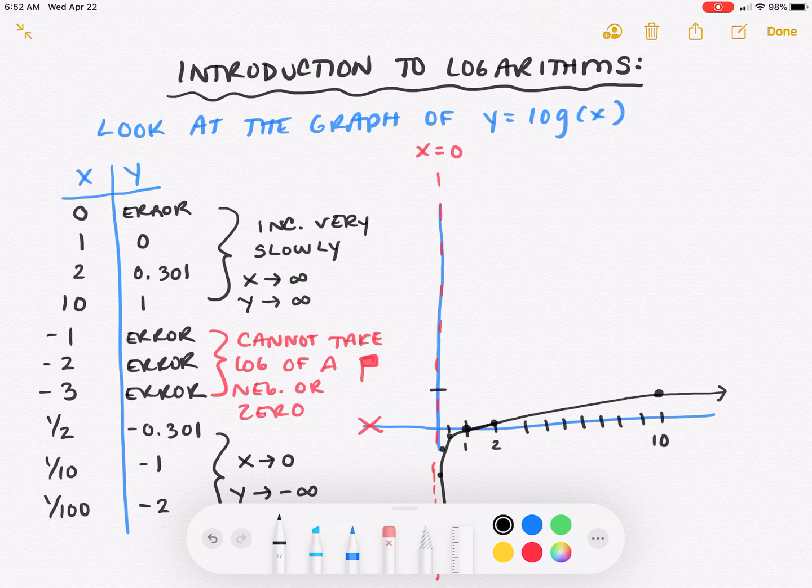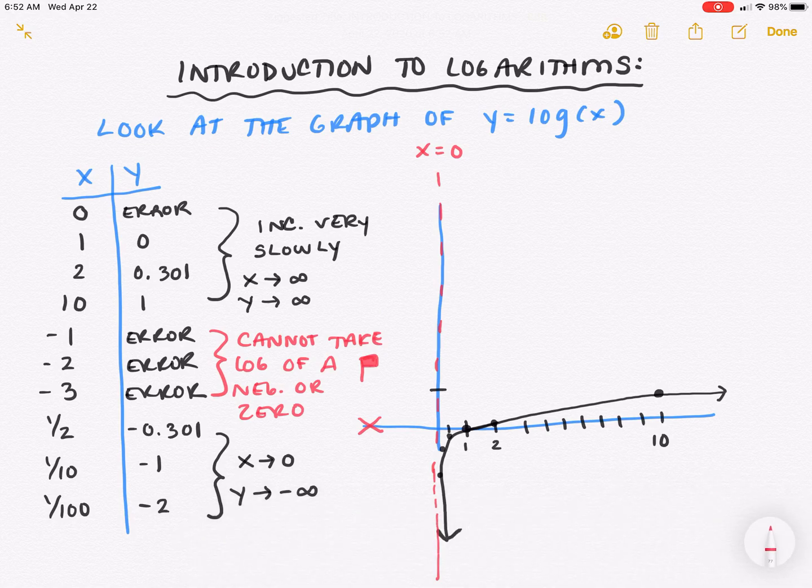So this little graph right here, what's happening is the entire thing is increasing. We start by increasing really, really, really fast. All of this happens between 0 and 1. And then once we hit 1, it starts increasing really, really, really slow. So this is what the log of x looks like.